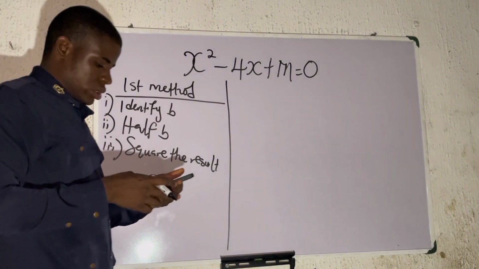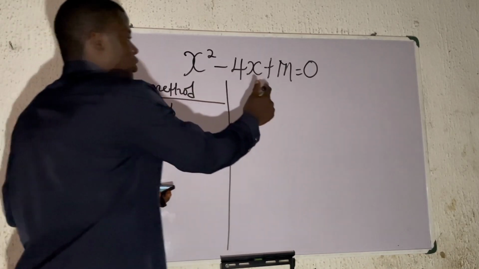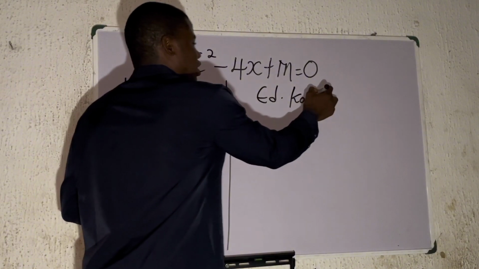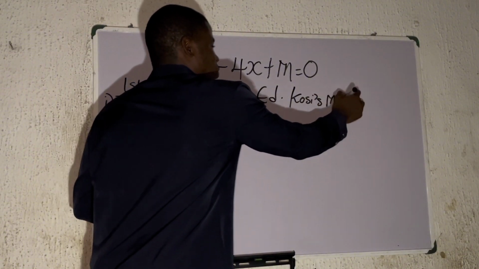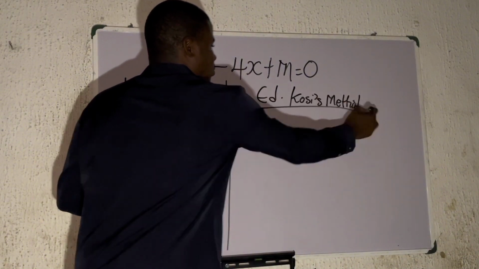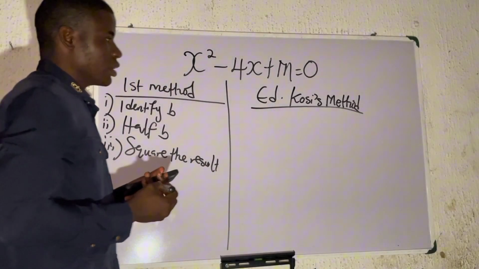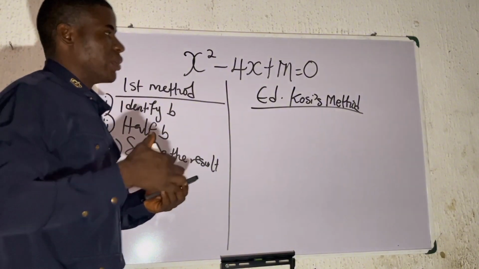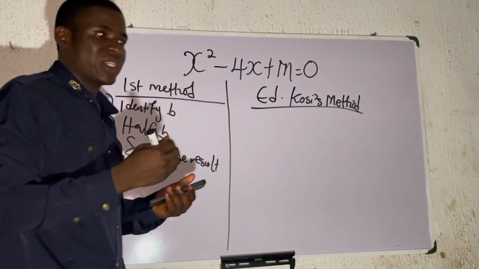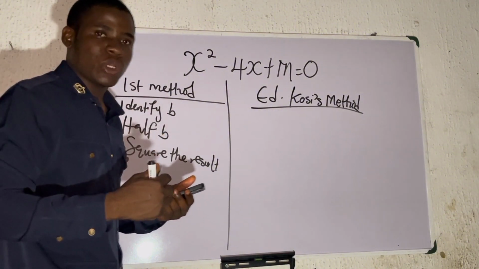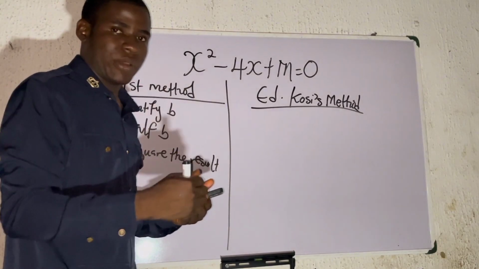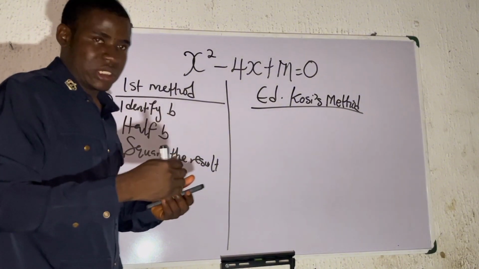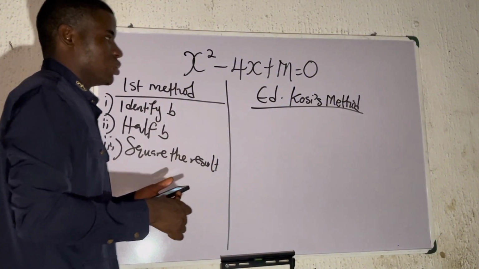Does it make sense? Now the next method, which I call the Kosi method, is a very nice method. What method am I talking about? The Kosi method. This method is just a reverse of what we do when trying to prove that a quadratic equation is a perfect square. It's just a reverse of what we normally do. I'll use it later.